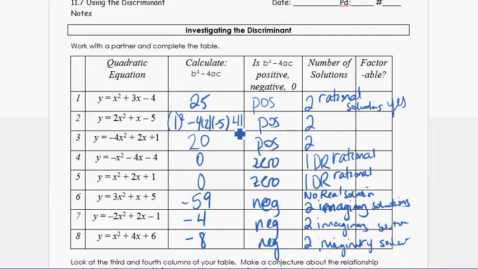If your number is like 41, you cannot take the square root of it easily, and it's irrational. So it'll have 2 irrational solutions. The same thing with 20. We're eventually going to take the square root of this because it's part of the quadratic formula, and we get 2 irrational solutions.